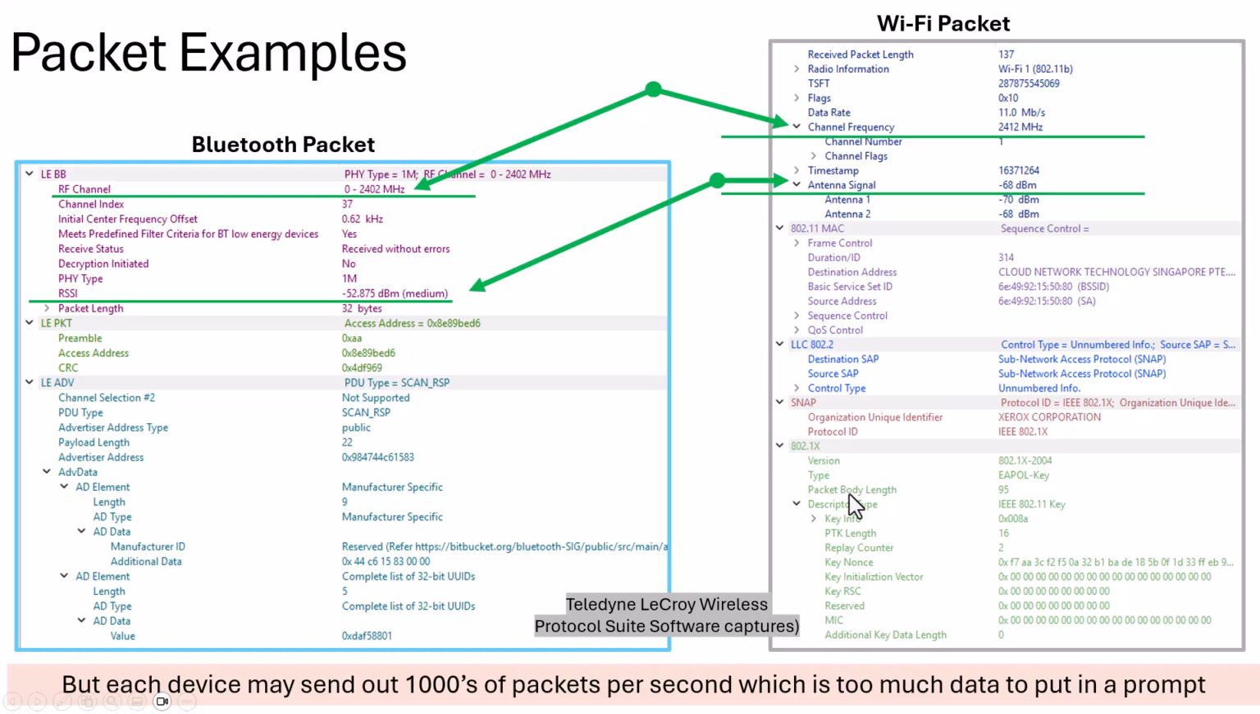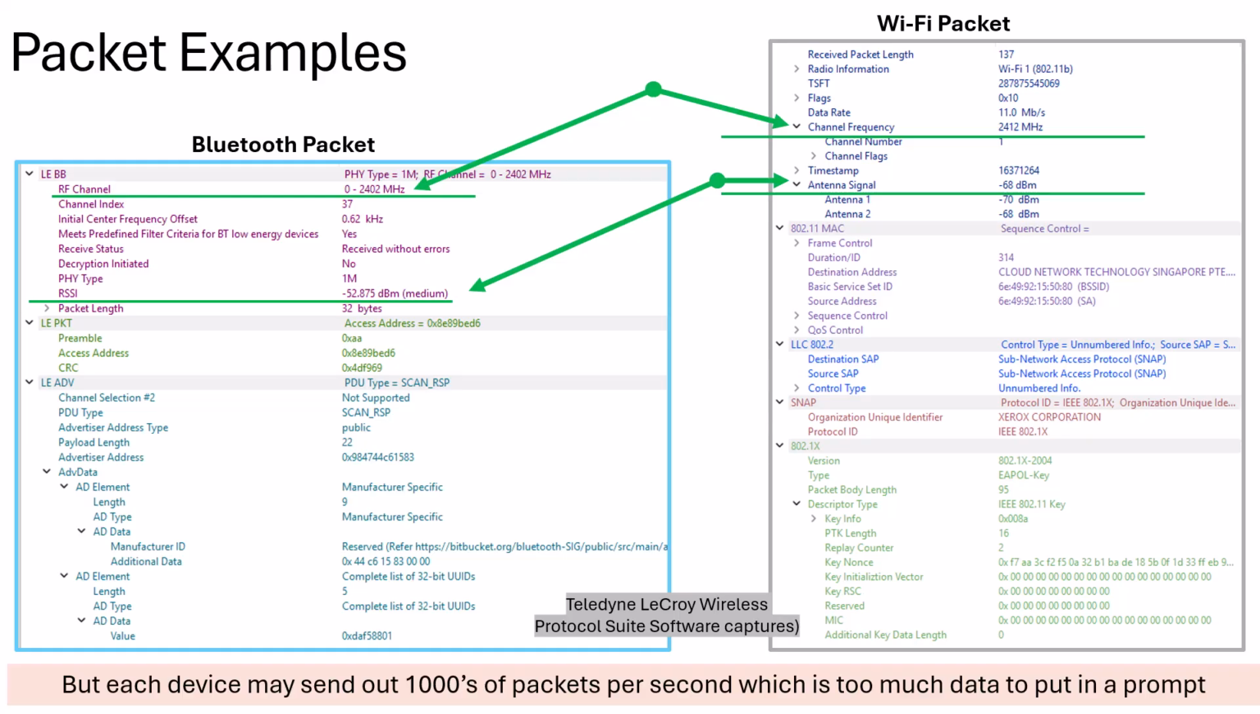And the other thing is the fields that are common. So for example, the signal strength we have on the Bluetooth packet is called RSSI. And here for the Wi-Fi, it's called antenna signal strength. And then also the information about the channels is different too, in the naming convention. So you have these very different packets, and also the devices may be sending out thousands of these packets.